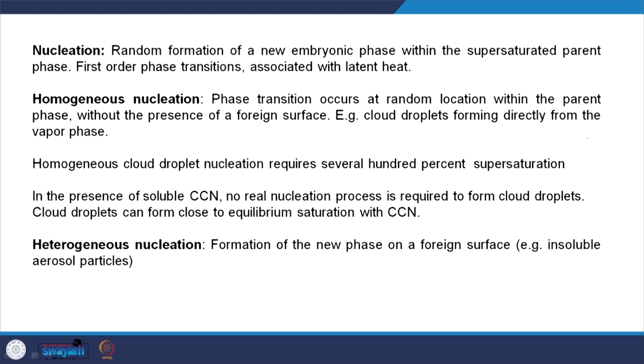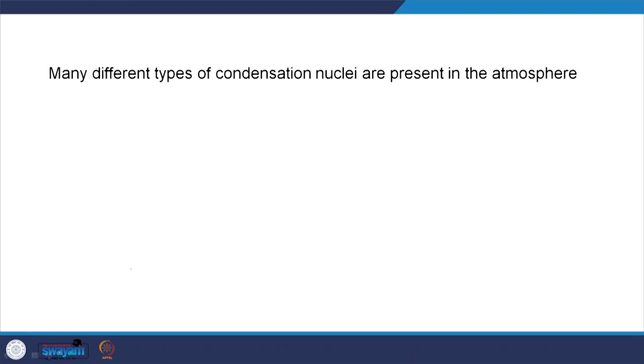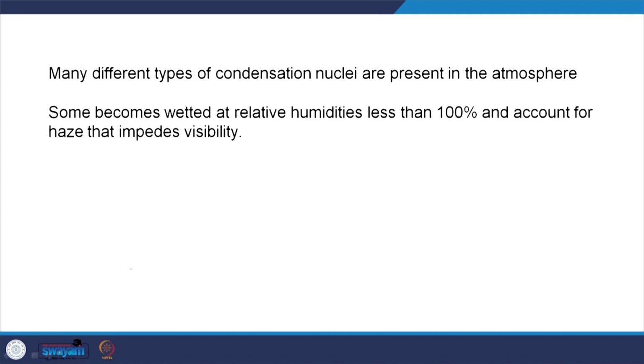This process is called heterogeneous nucleation. So it is the formation of a new phase, the liquid phase here, on a foreign surface, which are insoluble aerosol particles, right. Now how does this mechanism work? So many different types of cloud condensation nuclei are present in the atmosphere. They are always there, right.